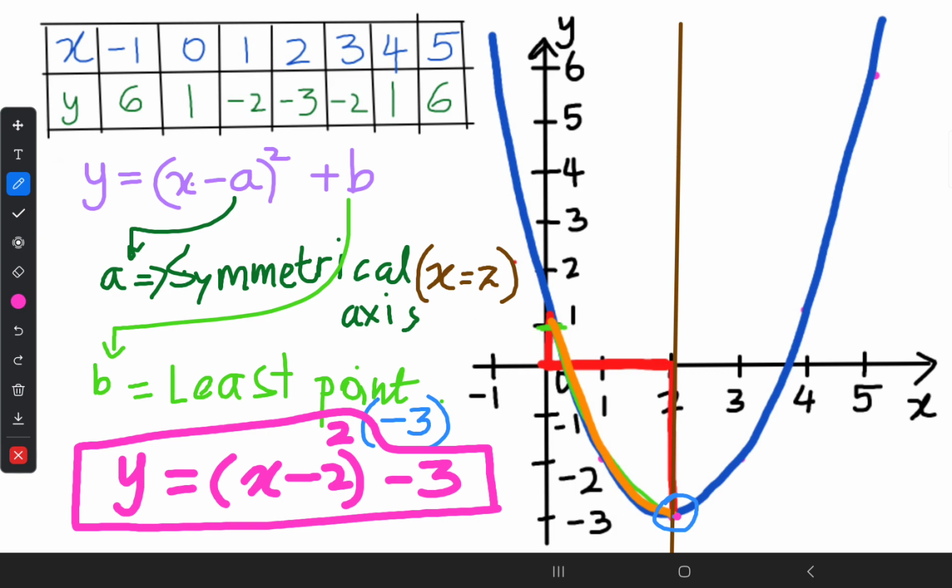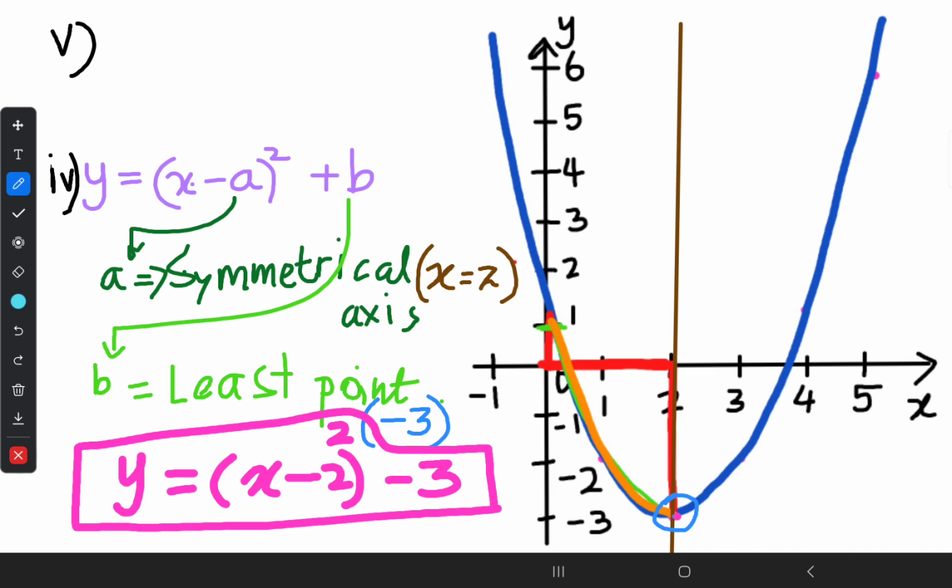This is a very important one. I think this is coming in the 2019, 2022, 2024 papers, all of them. So this is a crucial thing. x minus a whole square plus b. In that, a is the symmetrical axis, b is the least point or highest point of that respective graph.